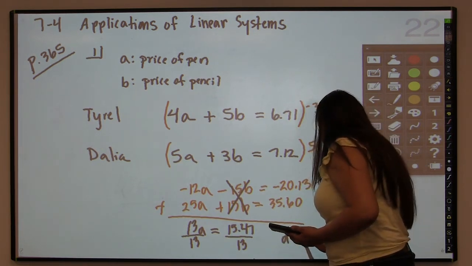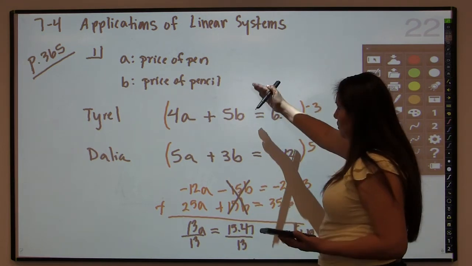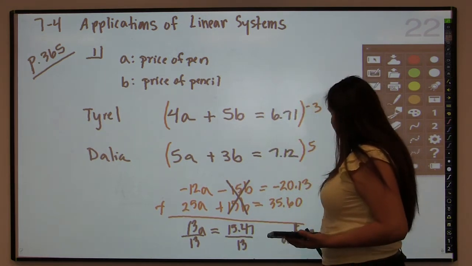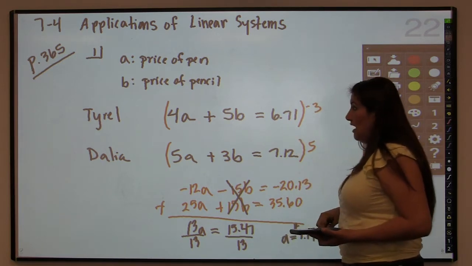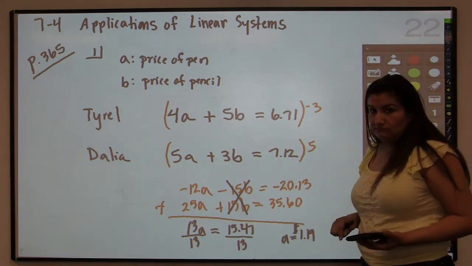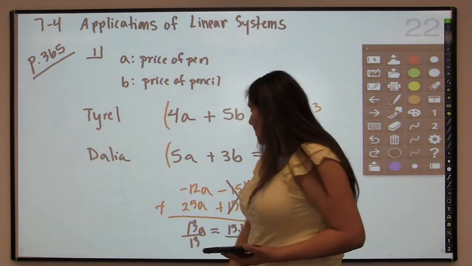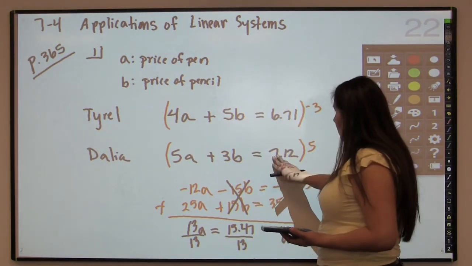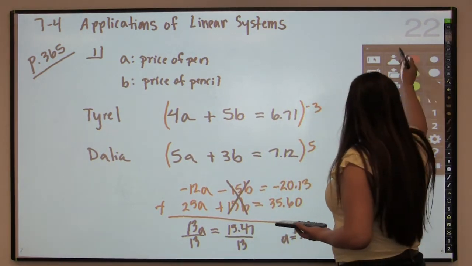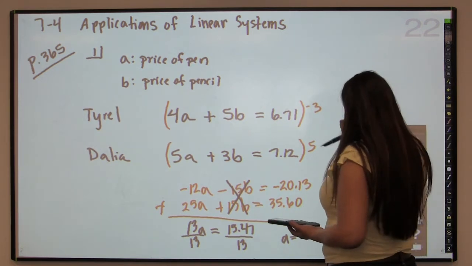So A equals $1.19. And if we go back to your definition of your variables, we know that A represents the price of a pen. So now we know that the pen costs $1.19. And using A, we can plug it back into one of these equations to get the price of the pencil. And we're going to do that next.